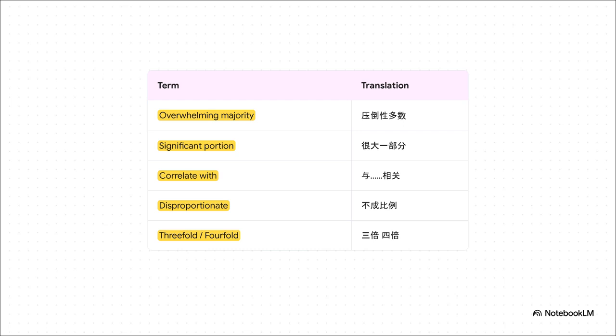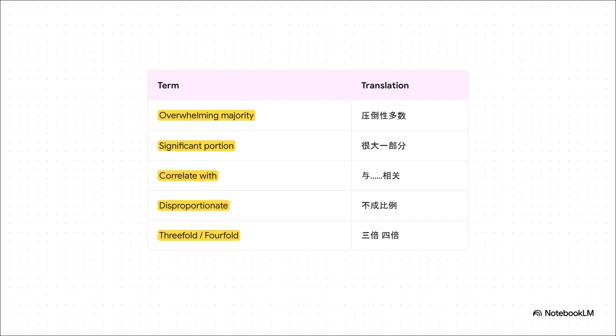Let's keep crushing it. Overwhelming majority. Overwhelming majority, 压倒性多数. Use this to analyze public opinion polls in writing Task 2. Significant portion. Significant portion, 很大一部分. This is super useful for describing specific demographic segments in reading charts. Next up, correlate with. Correlate with, 与相关. Use this powerful verb phrase to link things together, like connecting education levels to income brackets in your writing responses. Disproportionate. Disproportionate, 不成比例. A fantastic word to point out imbalances, maybe in local property tax burdens.